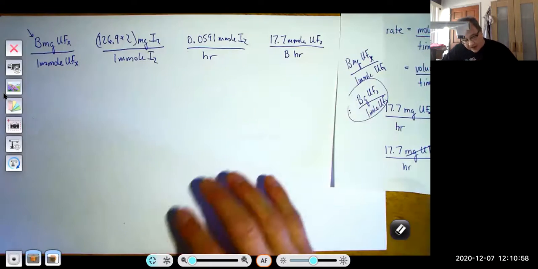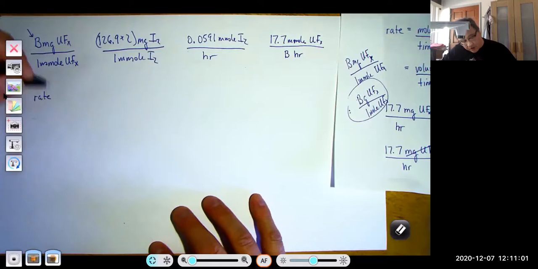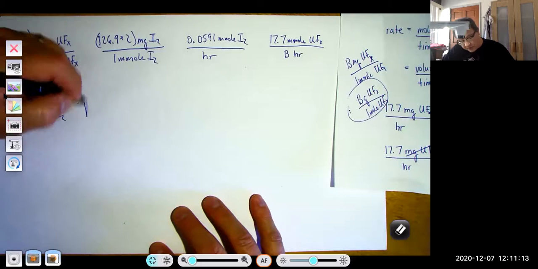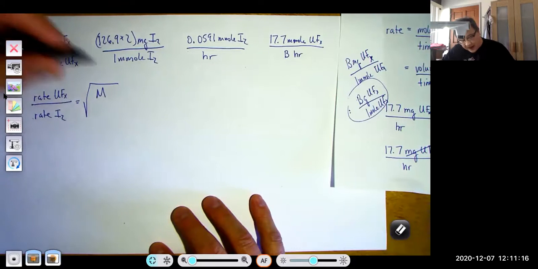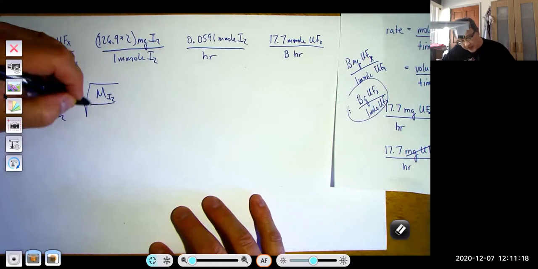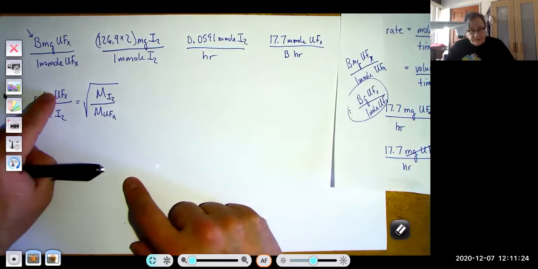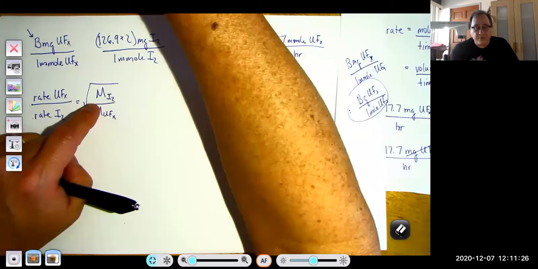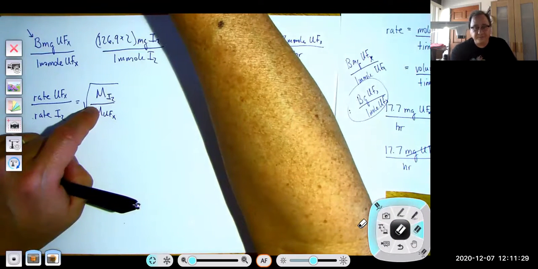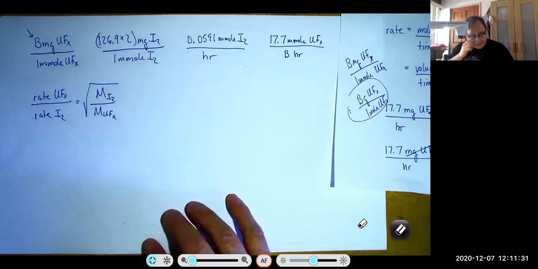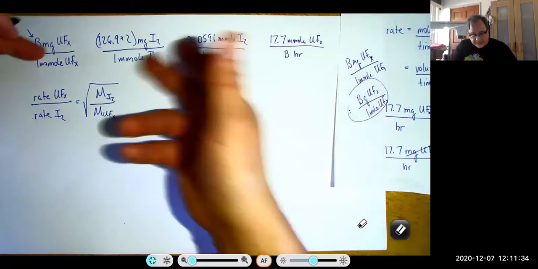So I've got the rate of the flow for the uranium fluoride, or I can put iodine. It doesn't matter which one I put on top. I'm just going to put uranium fluoride on top since I already have that, is equal to the square root of the molar mass of iodine over the molar mass of uranium fluoride. Notice that these switch. If the rate's on top on this side, the molar mass is going to be on the bottom. Okay, so let's plug in these values to here.